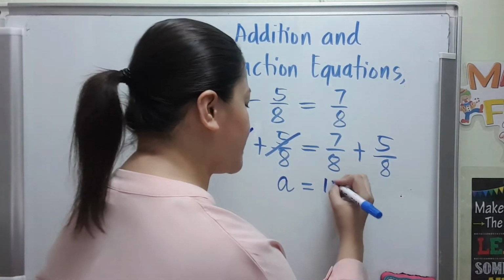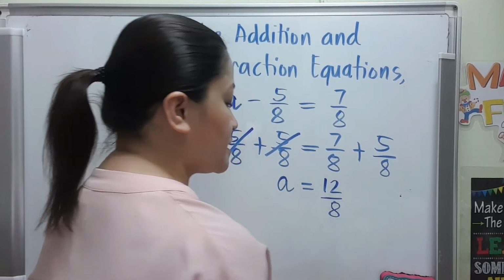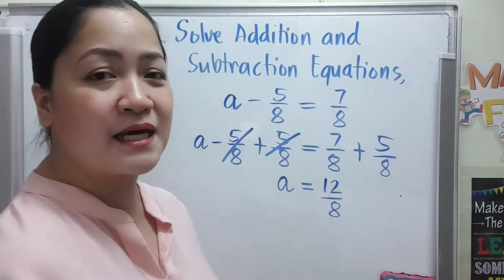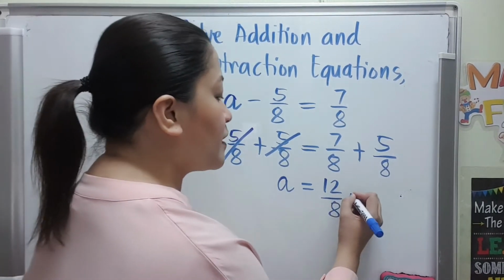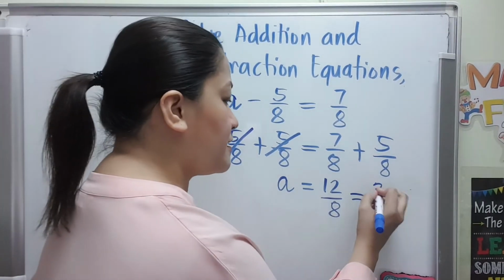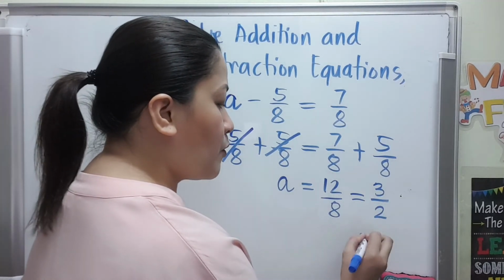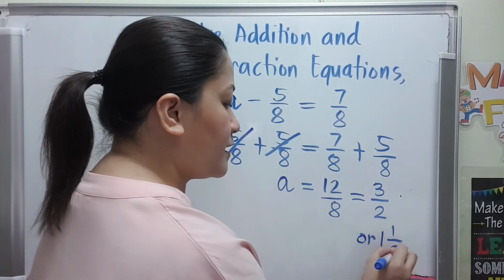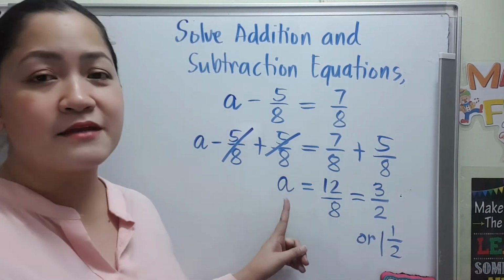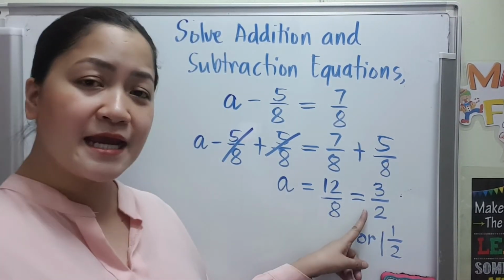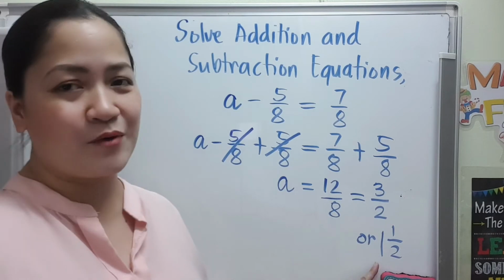That's right. It's 12/8. So we can still simplify this by dividing by 4. 12 divided by 4 is 3. 8 divided by 4 is 2. Or that is equal to 1 and 1/2. That means the value of a is 3/2 or 1 and 1/2.